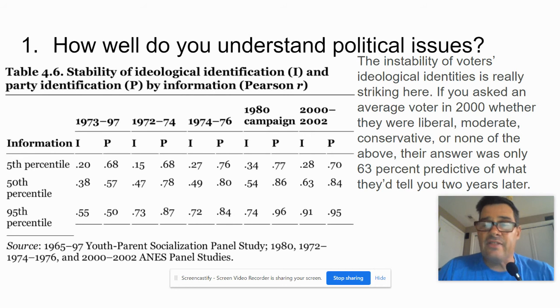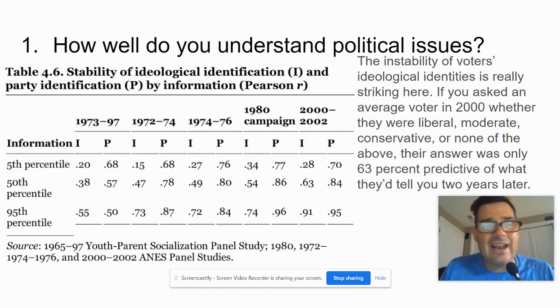Here's what they did. They asked people all kinds of information about the news. So that's that, okay? And then on the side, see where it says information on the left-hand side? It says 5th percent, 50%, 95th percent. So 5th percent would be like someone who didn't know anything about what's going on in the news. 95th percent is someone who knew their stuff.